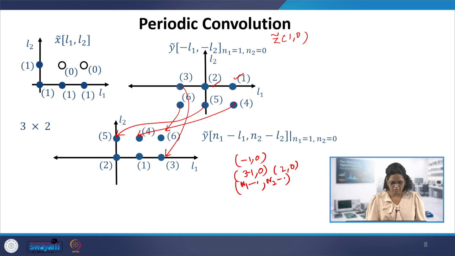So this is pushed, and now you can find the common indices: 1 into 5, 1 into 2, 1 into 1, and then 1 into 3.